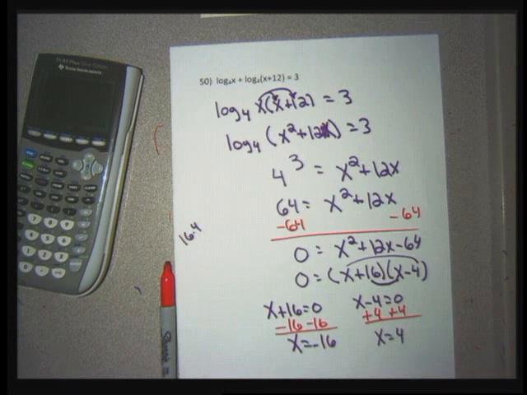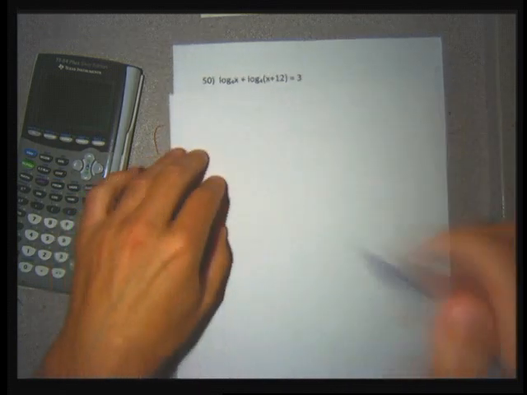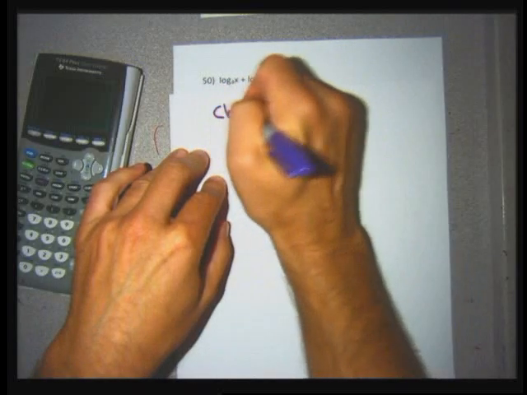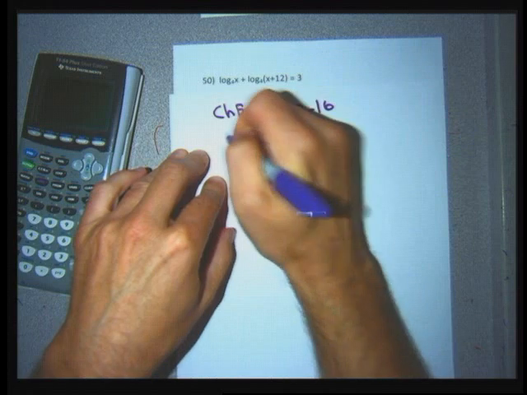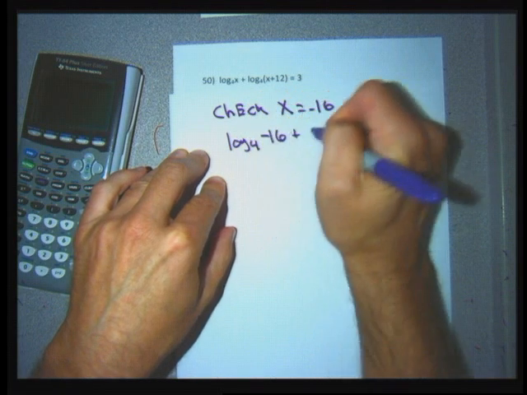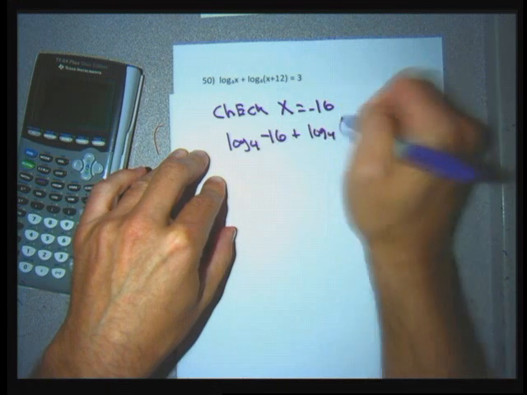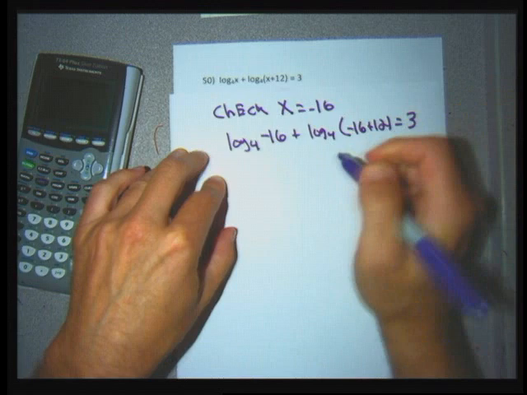Again, these are a little bit trickier to check, so I'm going to give myself some room to check them on a separate sheet of paper. I'll do the one that doesn't check first, just to get it out of the way. So the original problem is this, and I want to check x equal negative 16. So I'm going to go log base 4 of negative 16 plus the log base 4 of negative 16 plus 12, and see if that equals 3.